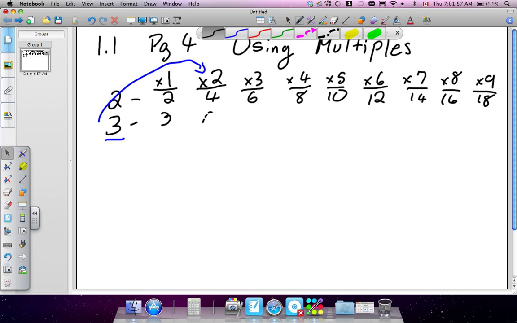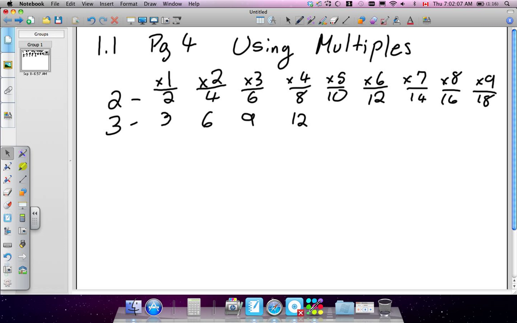Well, that would be 6. 3 times 3 is 9. 3 times 4 is 12. 3 times 5 is 15. 3 times 6 is 18. 3 times 7 is 21. 3 times 8 is 24. And 3 times 9 is 27. So those are the multiples of 3 counting up to 9.